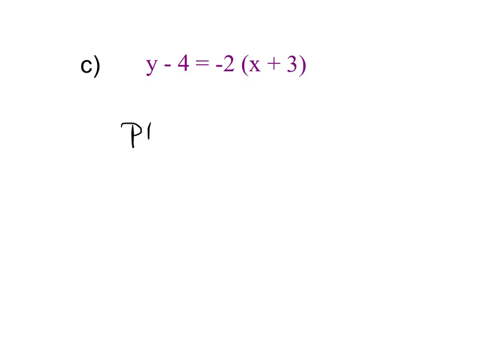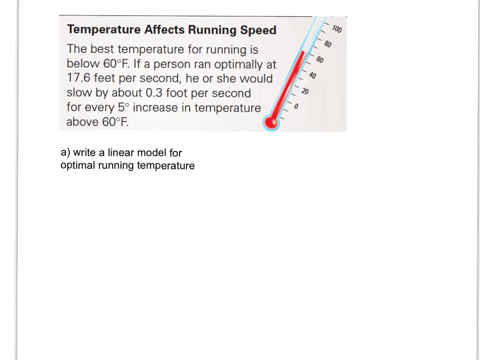So did you get a point of negative 3, 4? Again, remember x minus negative 3, the minus is in the form, and a slope of negative 2? Good. So now we're going to look at a word problem that lends itself pretty easily to the point slope form.